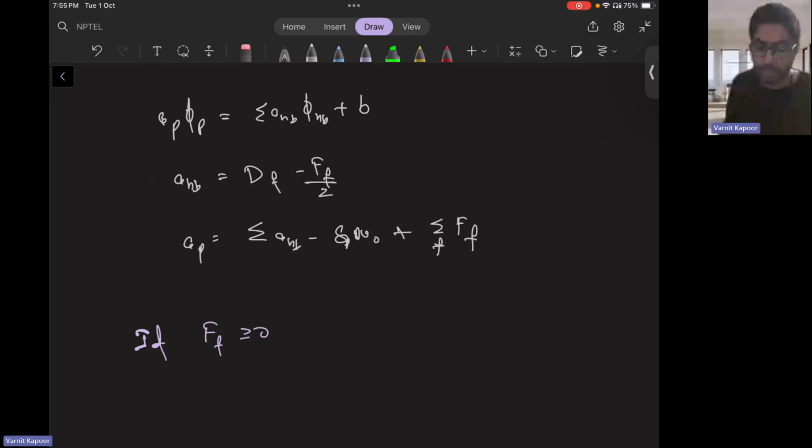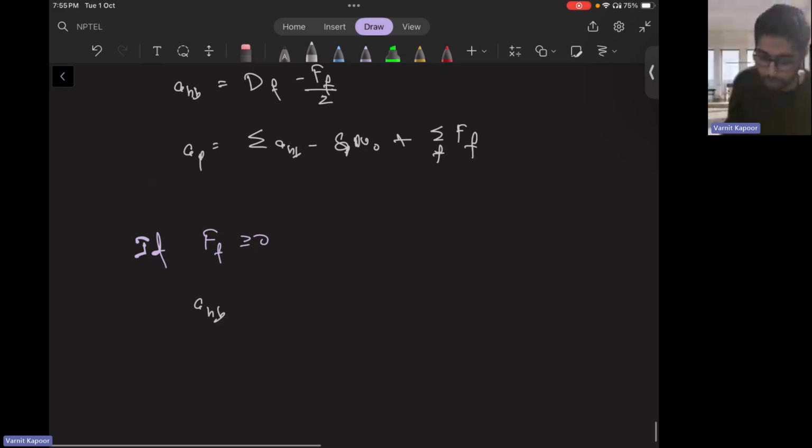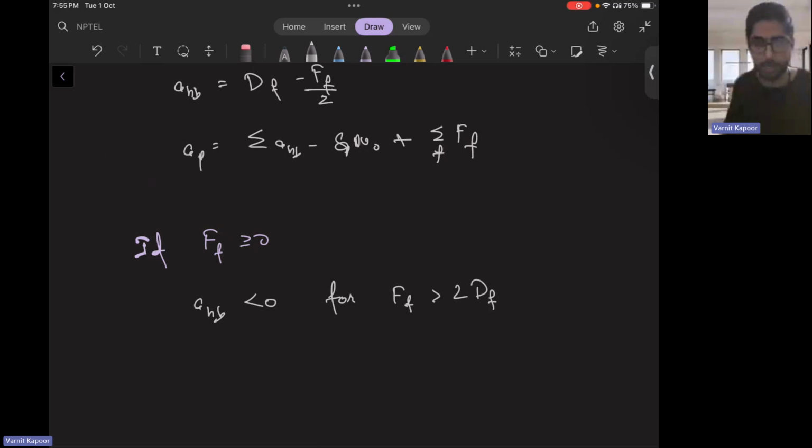Then you can say that a and b will be less than 0 for f greater than 2 times of D of f. That is nothing but a Peclet number. If my Peclet number is greater than 2, your neighboring coefficients will be negative. Okay. And similar was happening in structured meshes also.